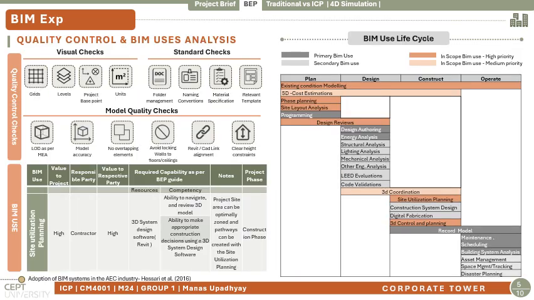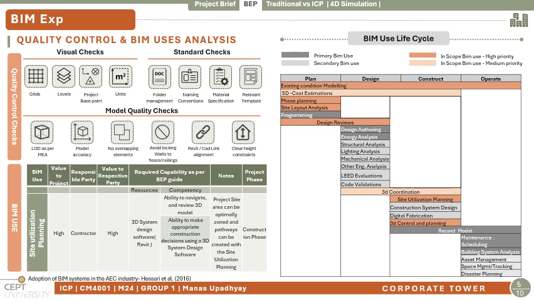I am the BIM coordinator. Now I will take you to the BIM execution process, where the BIM coordinator checks all the quality control and BIM use analysis. He will do visual checks like grids, levels, project baseline and units, and also standard checks like folder management, naming convention, material specification and relevant templates. Along with this are model quality checks like LOD as per MEA, model accuracy, no overlapping elements, avoiding locking walls to floors and ceilings, Revit ceiling alignment, and clear height constraints.